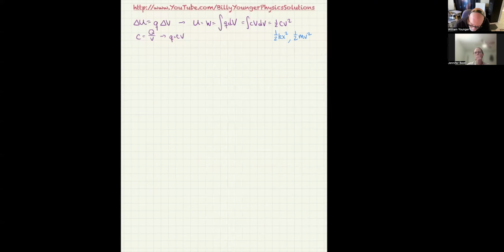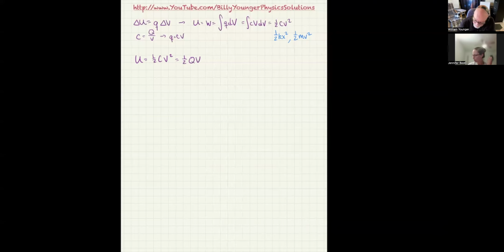Now that I have that, I can use U equals 1/2 C V squared, which is the one you want to use if you have the capacitance and the voltage. But what if you don't have the capacitance? What if, for instance, you have the charge and the voltage and you want to know how much energy is stored there? Well, then you can replace the capacitance with Q over V. So that would become 1/2 Q over V times V squared, which is just 1/2 Q V.